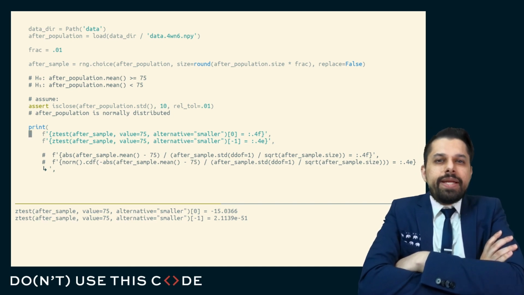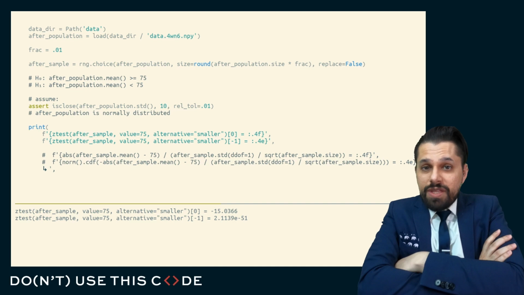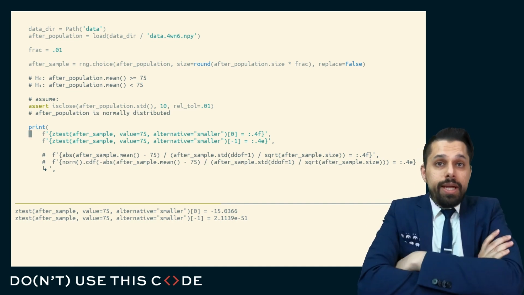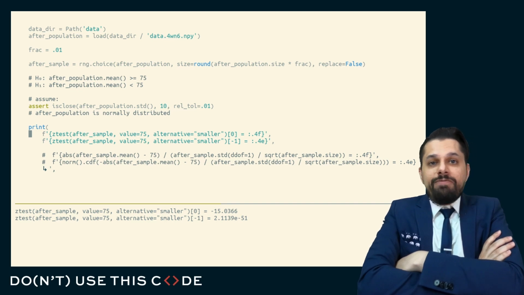I say, well, my alternative hypothesis is that it's smaller. If I don't give this, it assumes the alternative hypothesis is not equal, that it's two-sided. And here you can see the z-test gave me my test statistic and my p-value. My test statistic was negative 15. Well, that doesn't really mean that much unless I know what the distribution is.